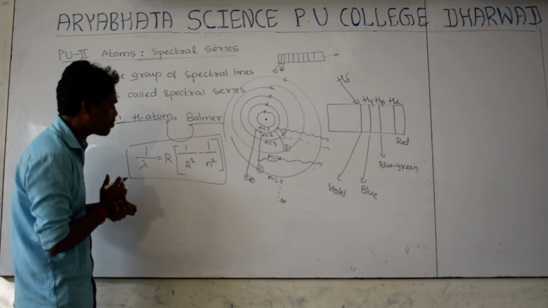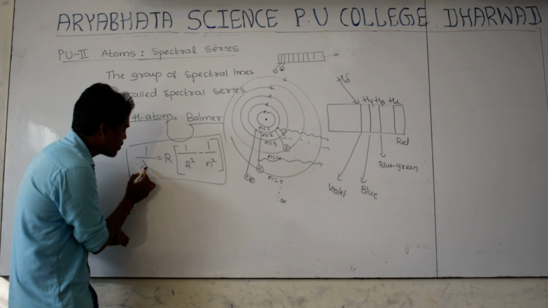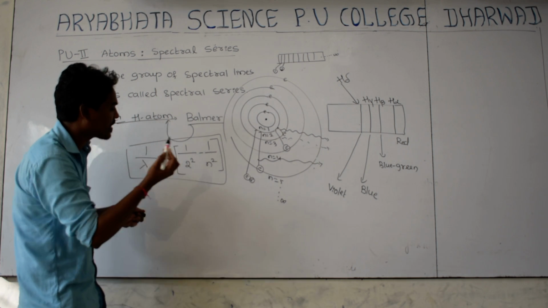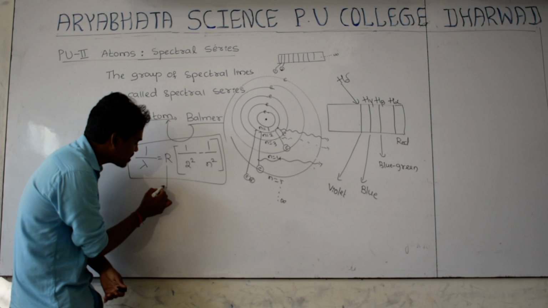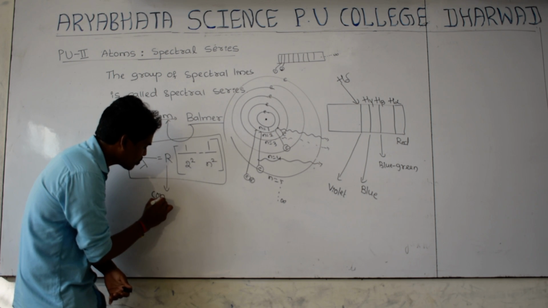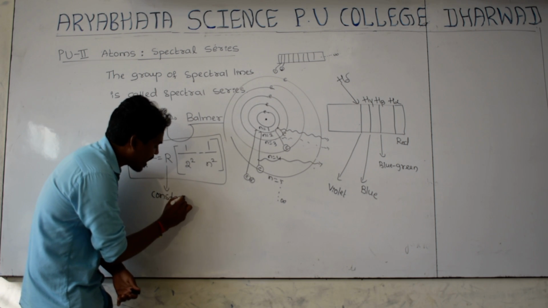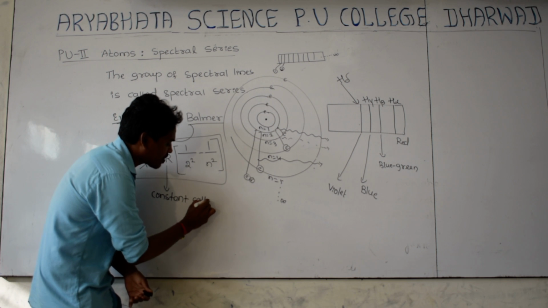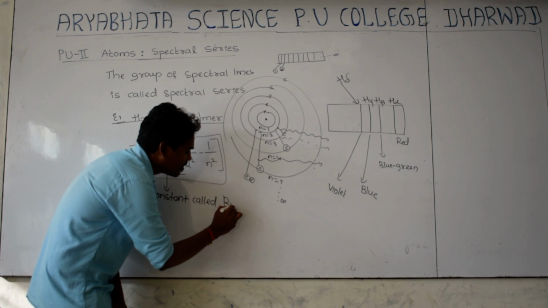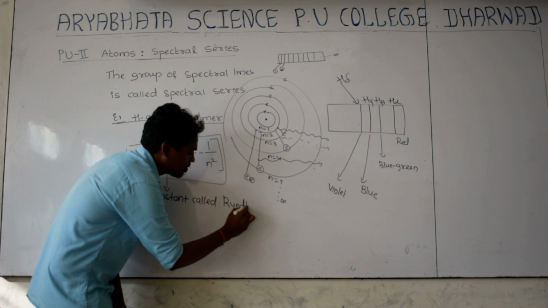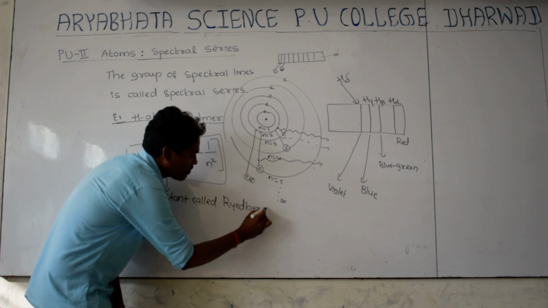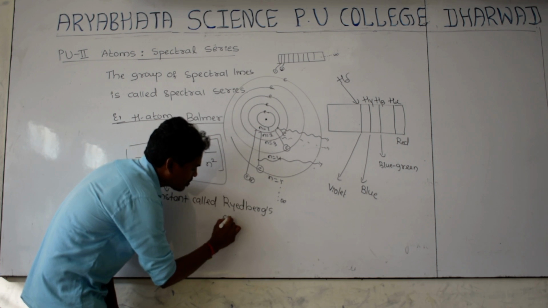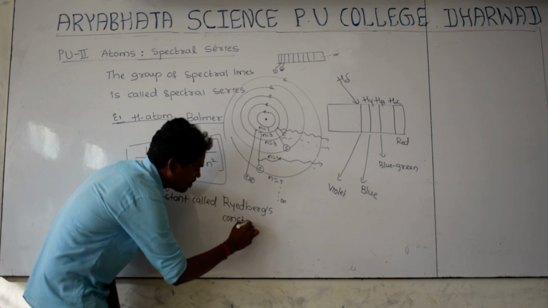And let us consider, what do you mean by lambda here? This is the wavelength of each and every spectral line. What is R? This is a constant, called the Rydberg constant. What do you mean by Rydberg here? That is the name of the scientist. This is the constant value, the Rydberg constant, named after the scientist Rydberg.